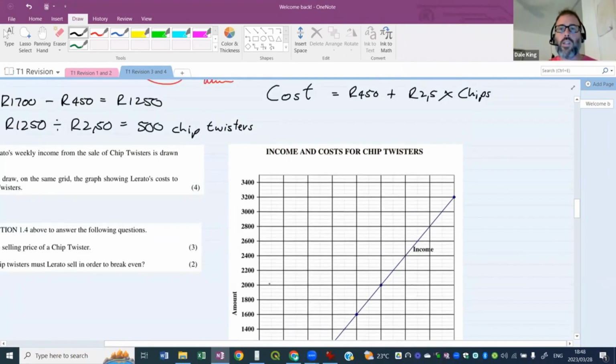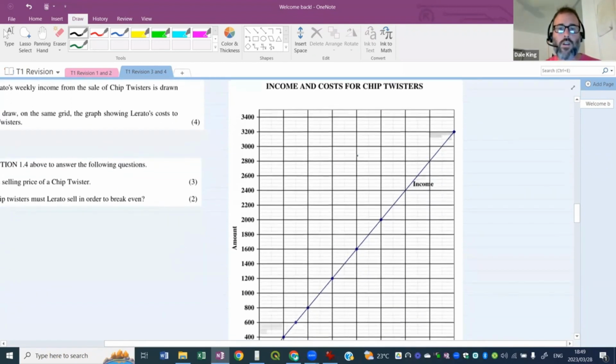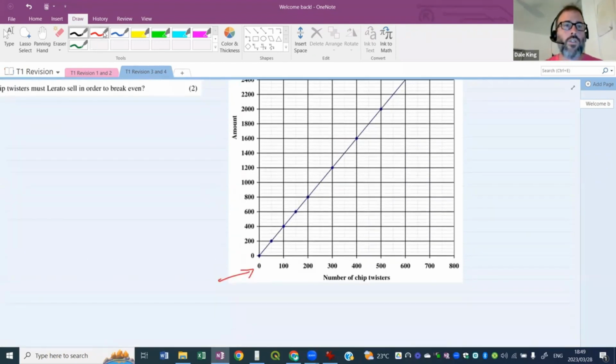If we look at the formula again, if we put 0 in here, that'll be 450 Rand plus 2 Rand 50 times 0. Now 2 Rand 50 times 0 is 0. So it's just going to be 450 Rand. Okay, so for 0 chips, this will just be 450 Rand because 2 Rand 50 times nothing is nothing. So the cost if she sells no chips in a week are still her fixed costs, which is 450 Rand. So this graph must start at 450 Rand.